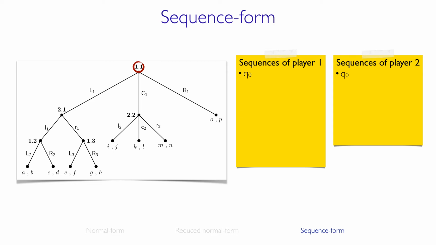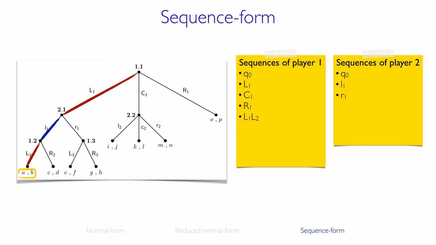As usual, each player has an empty sequence corresponding to the root node. Then node 2.1 defines sequence L1 for player 1. Node 2.2 defines sequence C1. And node OP defines sequence R1. Moreover, node 1.2 defines sequence L1 for player 2. Similarly, node 1.3 defines sequence R1.